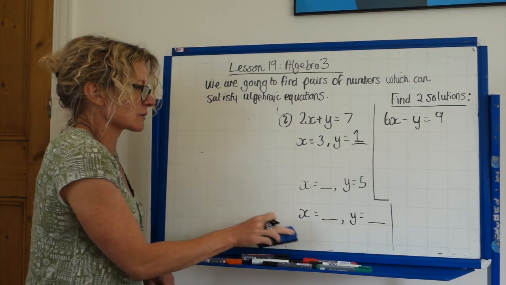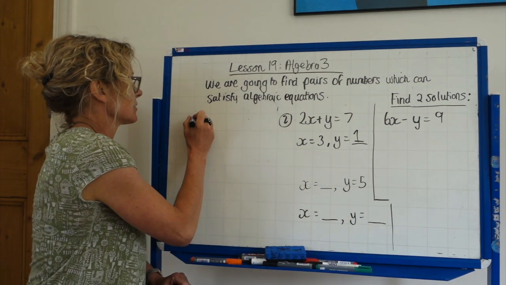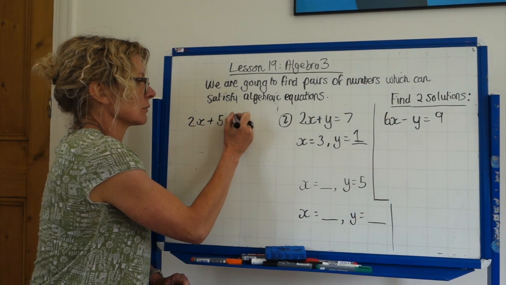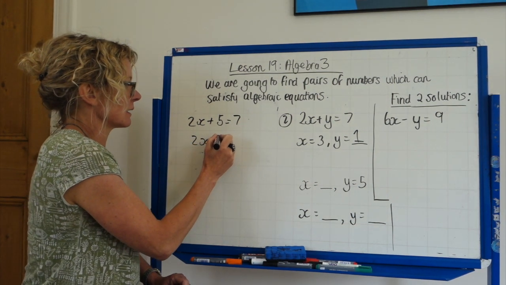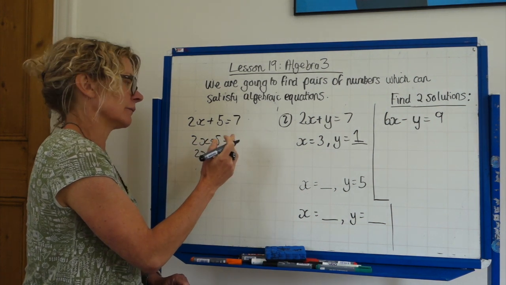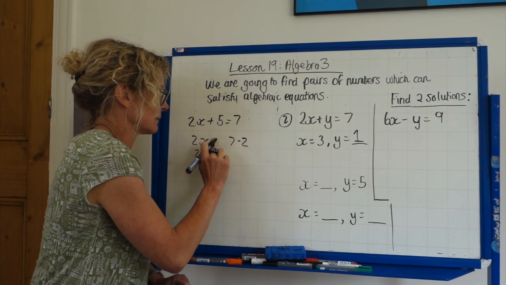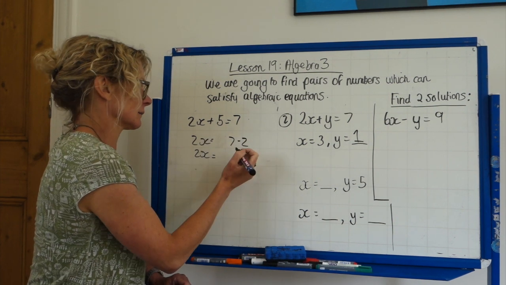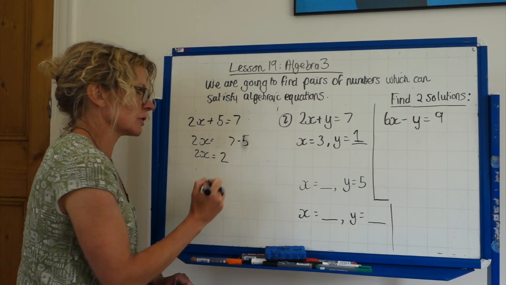Let's have a look at this next one. X equals we don't know. Y equals 5. Okay, so 2x plus 5 equals 7. So 2 lots of x plus 5 equals 7, so therefore 2x equals 5 minus 7, doesn't it? Well, or 7 minus 5 would be the better way of doing that, of course. I'll just do that so we don't get into minus numbers. We take that over to there, so that means that 2x equals 2.